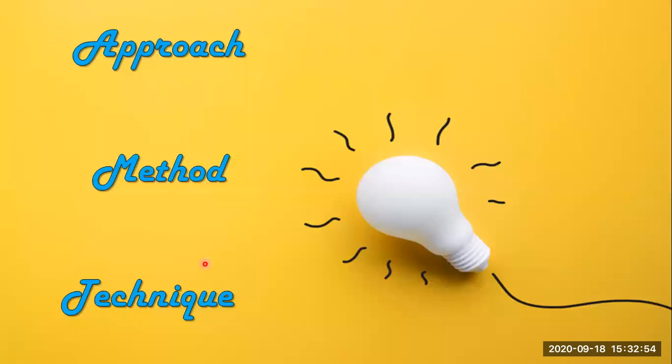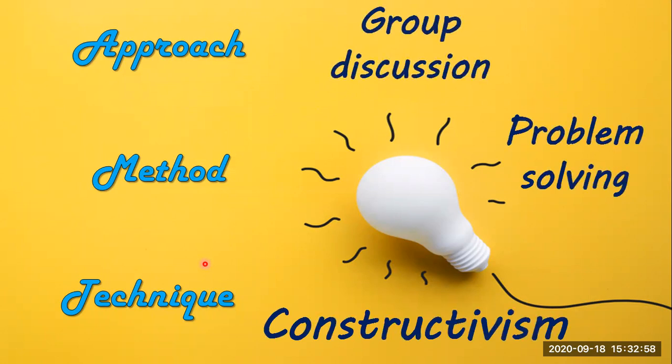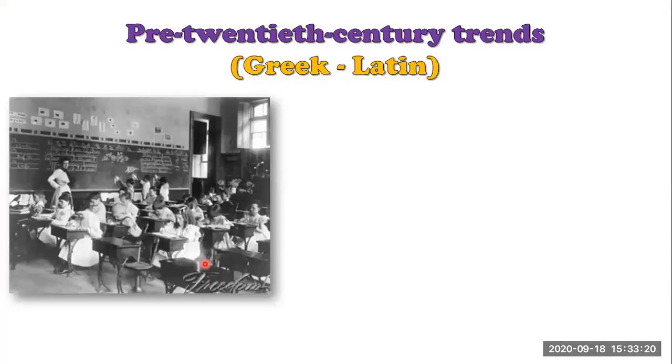Later, this is another example of approach, method, and technique. Remember that constructivism is the approach, how learners construct or create their learning. And at the end, we have problem solving, which is the method. And finally, group discussion is the specific activity that we can apply with this approach. Remember, these three aspects are closely related.